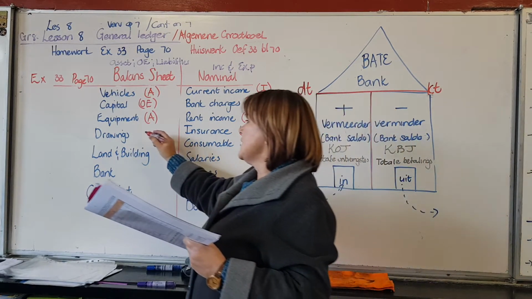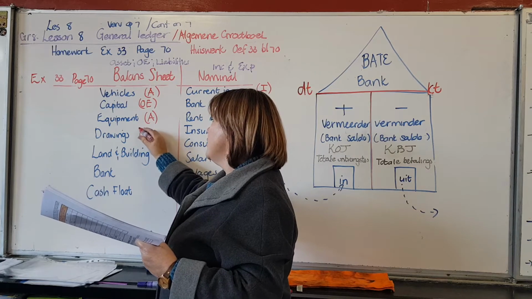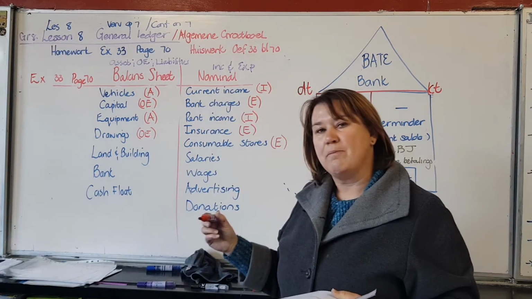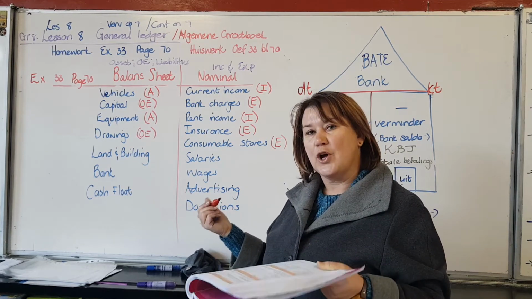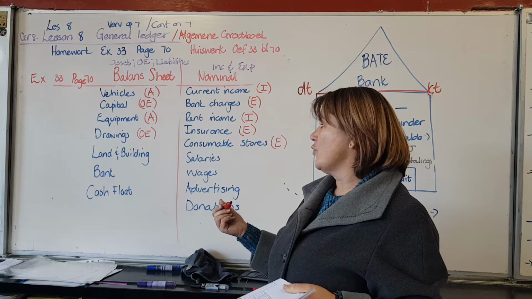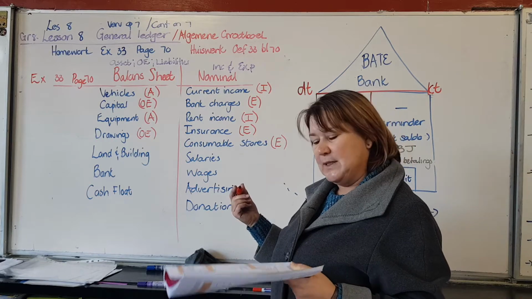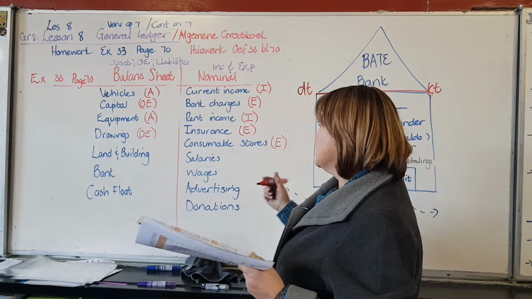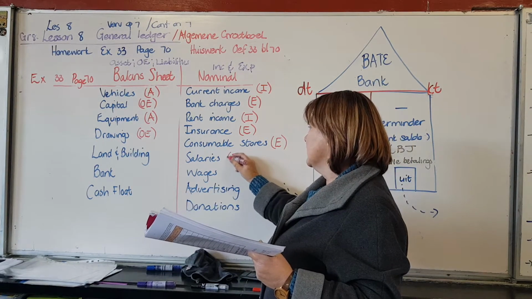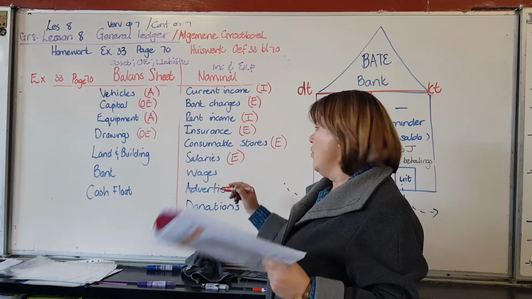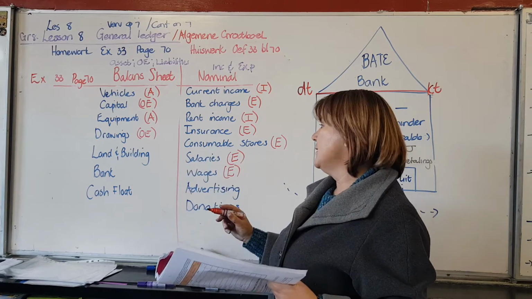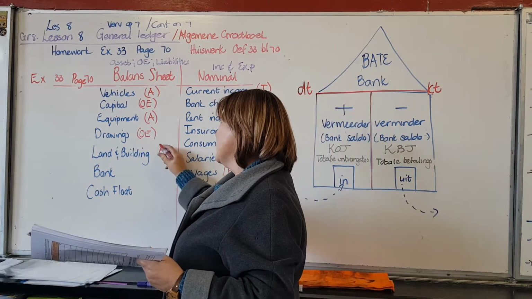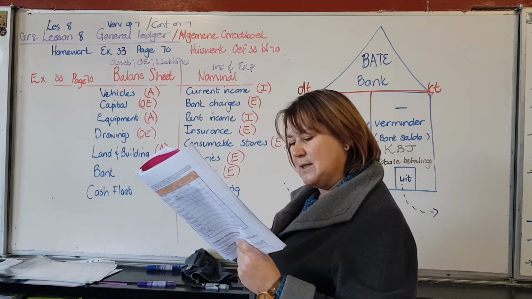Drawings. Drawings is owner's equity. The owner withdraws the money out of the business bank account for his own personal use. That's drawings, so it's owner's equity. Then salaries is an expense. That's nominal. Wages is an expense, so it's nominal. Land and building is an asset, so it's balance sheet.